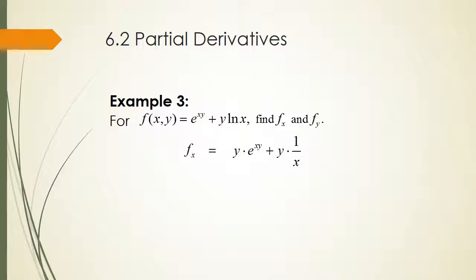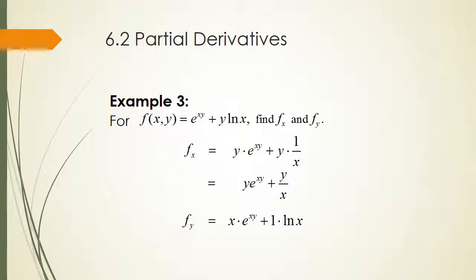All right, so for e to the xy, the derivative of e to the xy is e to the xy times the derivative of xy, which would be y, plus, again, y is your constant. The derivative of natural log of x is 1 over x. So we have y e to the xy plus y over x.